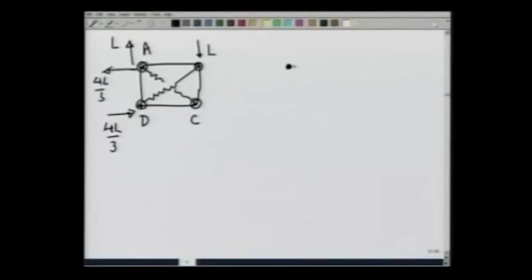Now, we are really using method of joints. Each joint we are going to bring into equilibrium by applied forces. At point D, there is a force in horizontal direction 4L by 3. There is a force, and now I am anticipating that the force by rod DC is going to be towards the left, F DC.